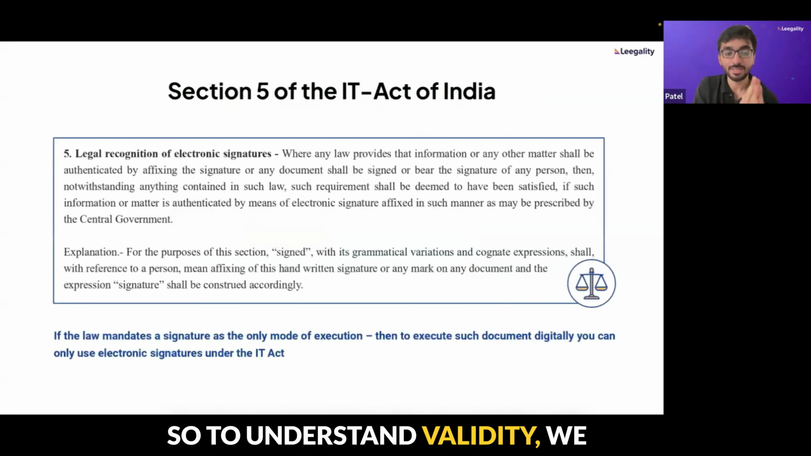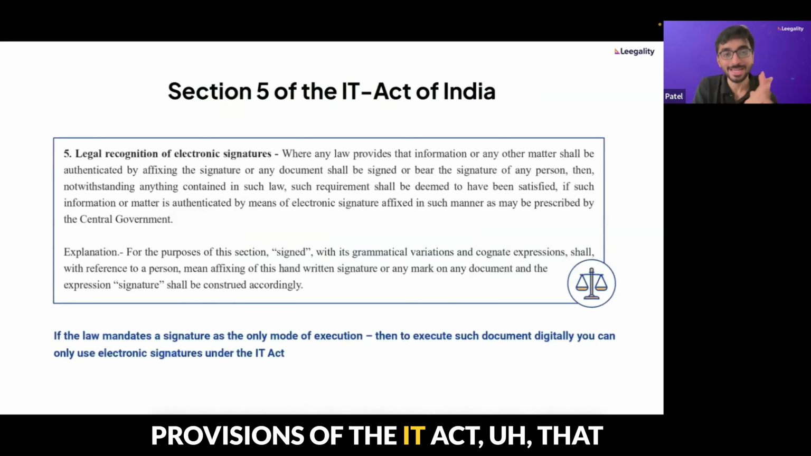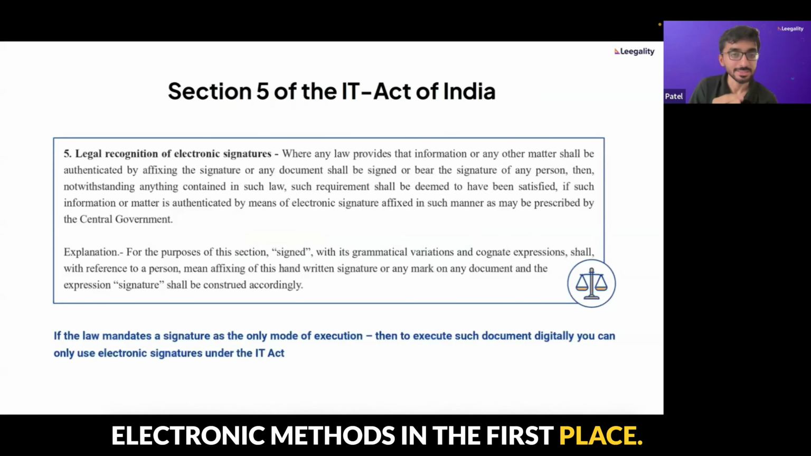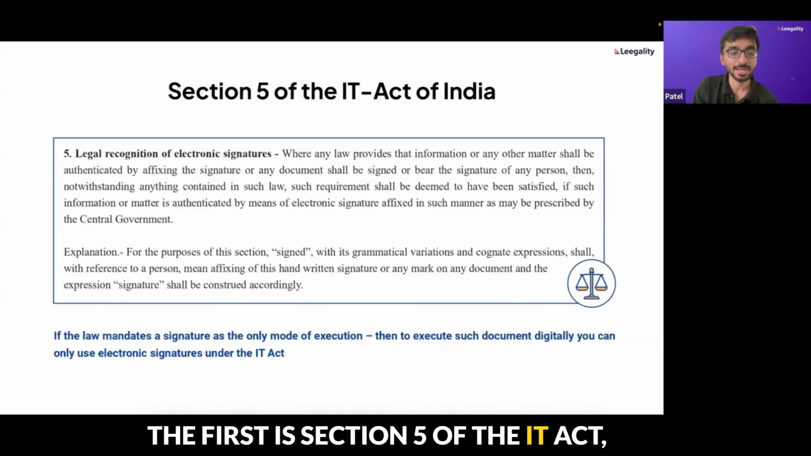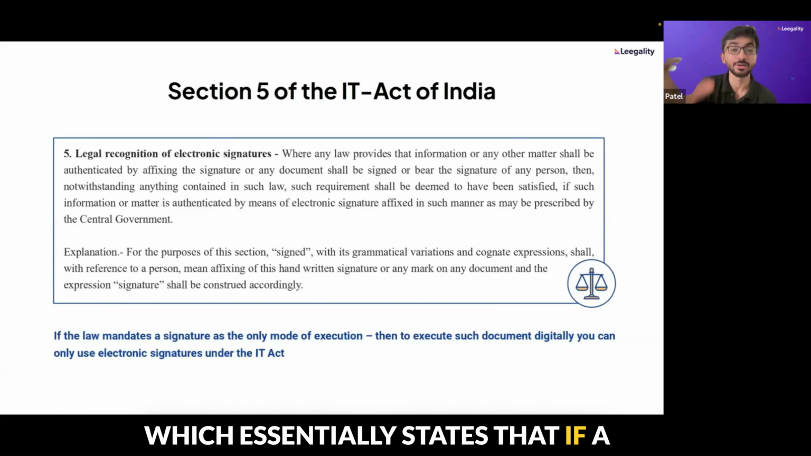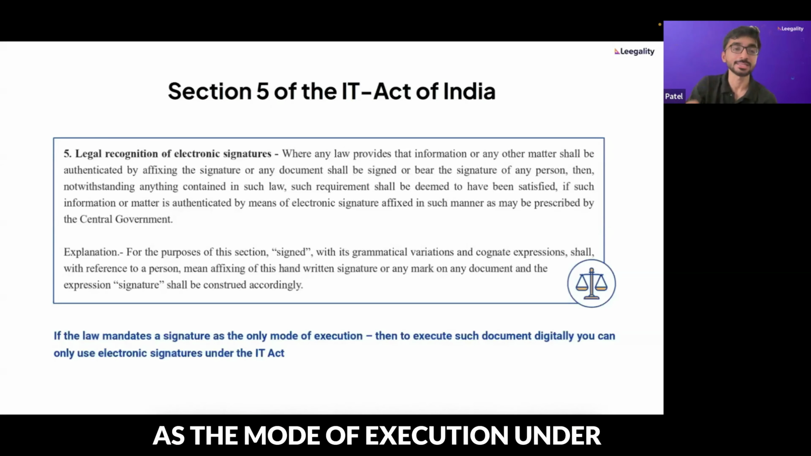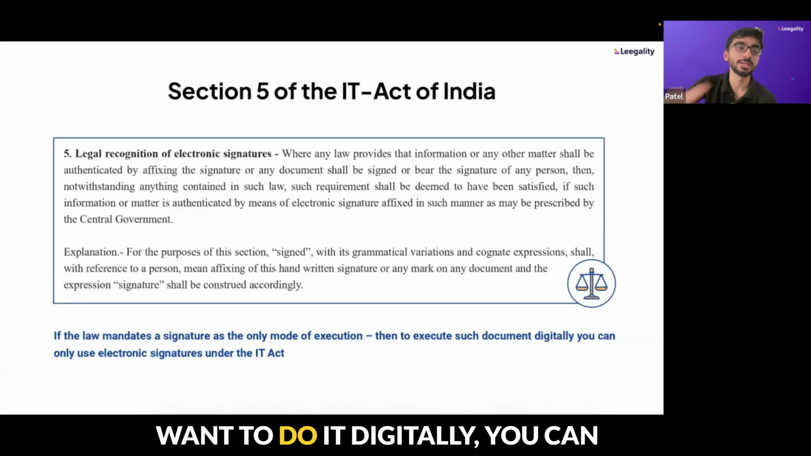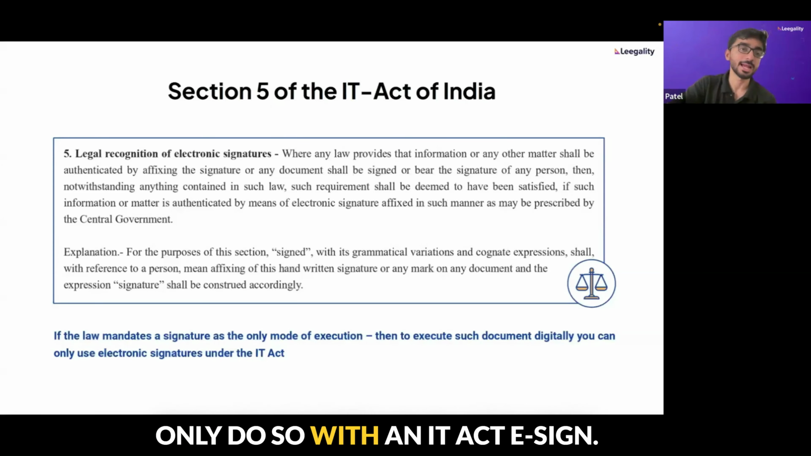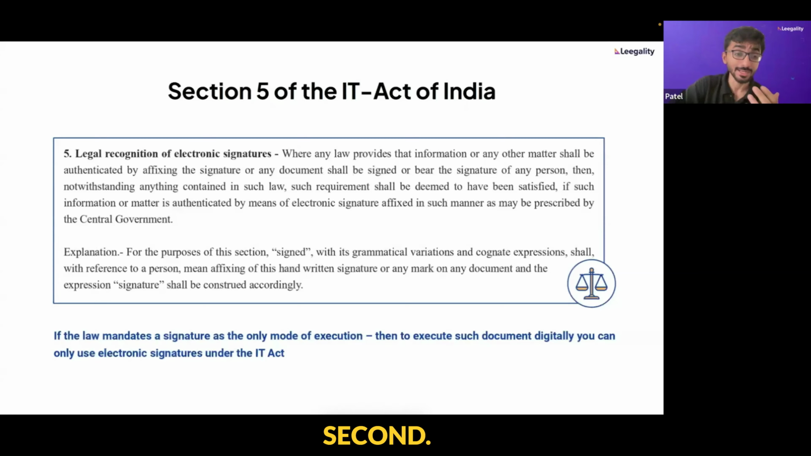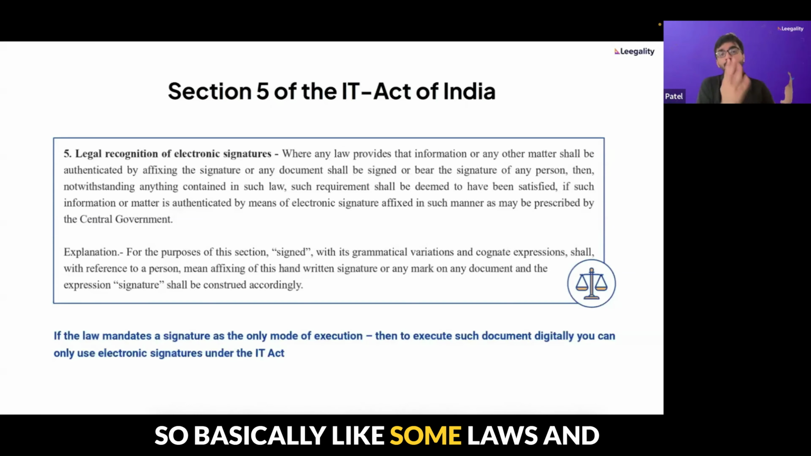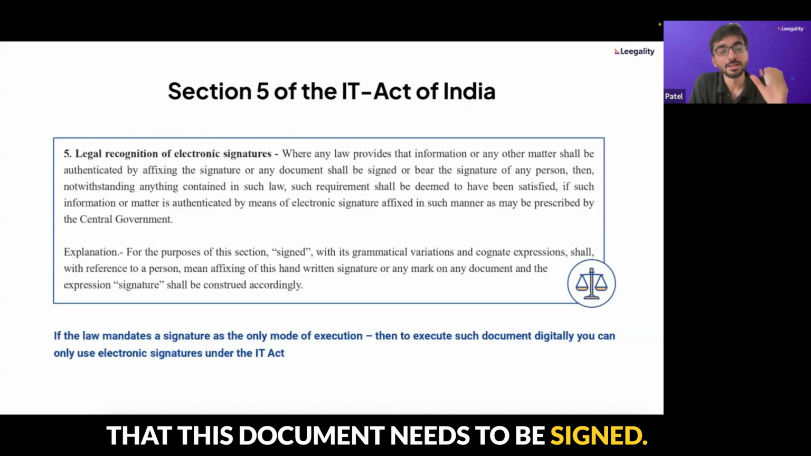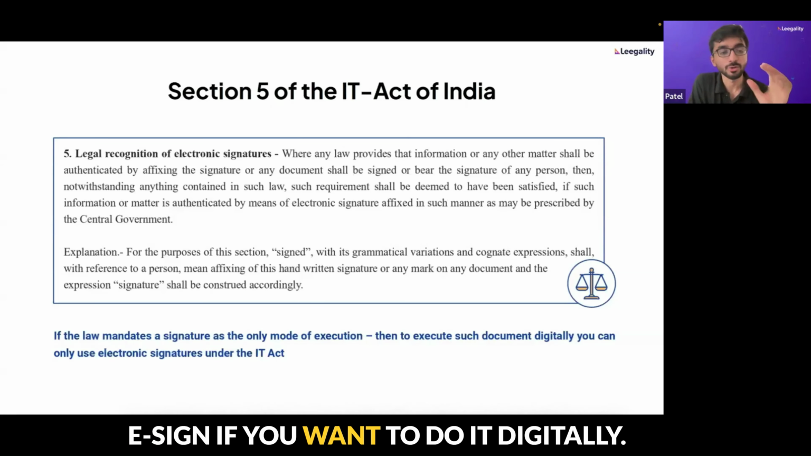So to understand validity, we need to first understand the provisions of the IT Act that gave rise to the use of eSign and electronic methods in the first place. The first is Section 5 of the IT Act, which essentially states that if a document requires a signature as the mode of execution under any law or regulation, then if you want to do it digitally, you can only do so with an IT Act eSign. Basically, some laws and regulations use the word signature, saying that this document needs to be signed. You can only use an IT Act eSign if you want to do it digitally.